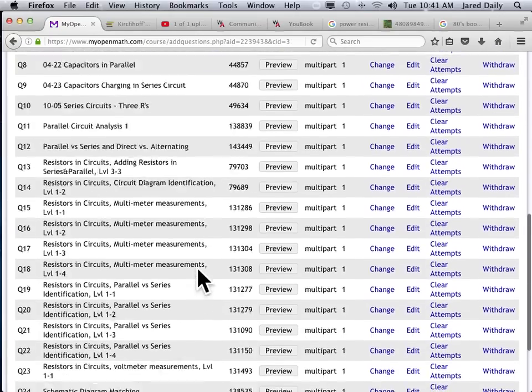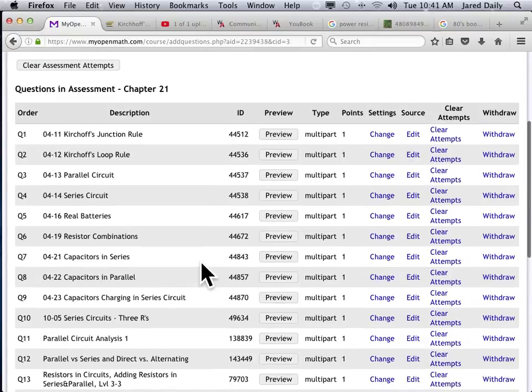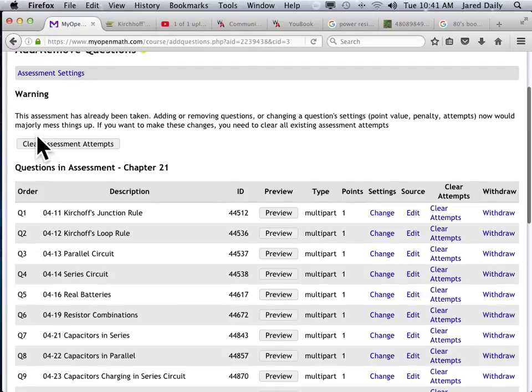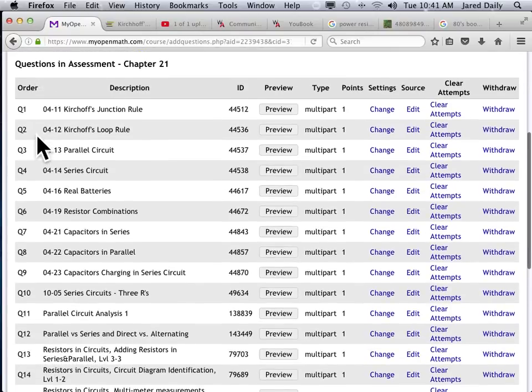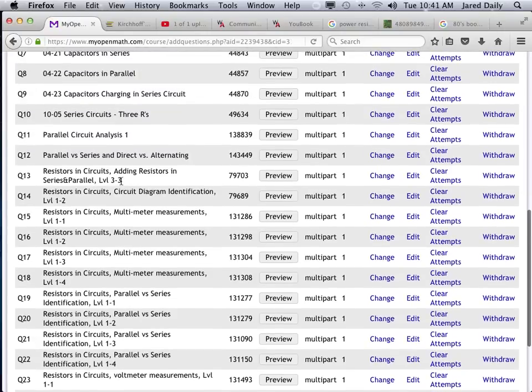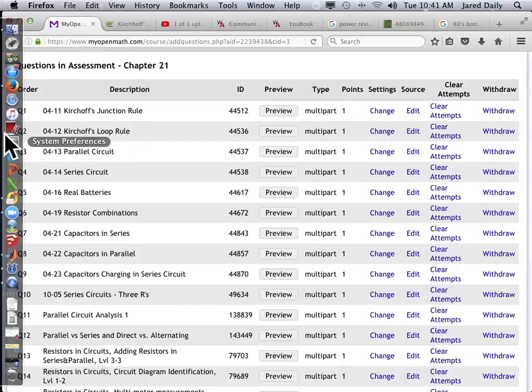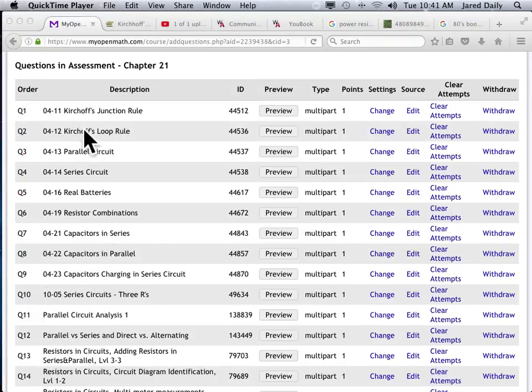I don't think I can change the order. So what you need to do is kind of skip around and find the ones that make sense to you from what we've learned so far, but avoid the ones that are maybe a little too hard, like the first two, for example, which are Kirchhoff's junction rule and Kirchhoff's loop rule. We haven't done those yet. So make sure that you don't try to do them necessarily in order. I'm going to go ahead and stop this recording.